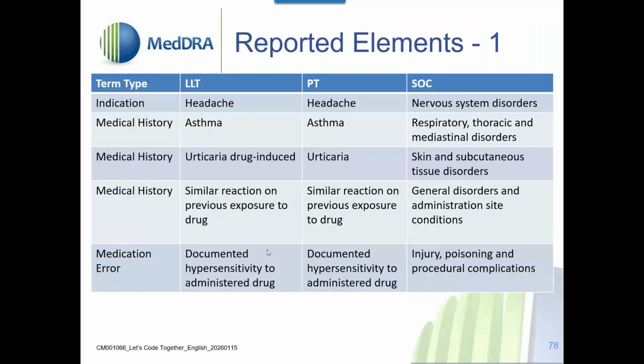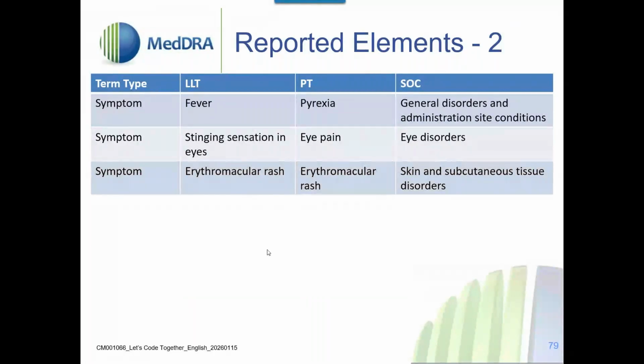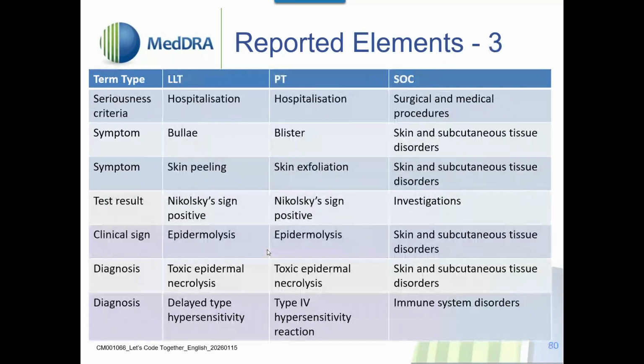So what have we got? We've got an indication of headache, a medical history of asthma, medical history of urticaria drug-induced, a medical history, I'm happy now I've seen the full case, that it is a similar reaction on previous exposure to drug, and that there was a monitoring error, documented hypersensitivity to administered drug. The symptoms were fever, stinging sensation in the eyes, and erythromacular rash. We were told that she was hospitalized, but hospitalization is a seriousness criteria. I didn't bother to code that one in the list, but we could have coded it. But we'll see how the points to consider document mentions hospitalization shortly. The symptoms were bullae, skin peeling, Nikolsky sign positive, epidermolysis as a clinical sign with a diagnosis of toxic epidermal necrolysis and delayed type hypersensitivity.